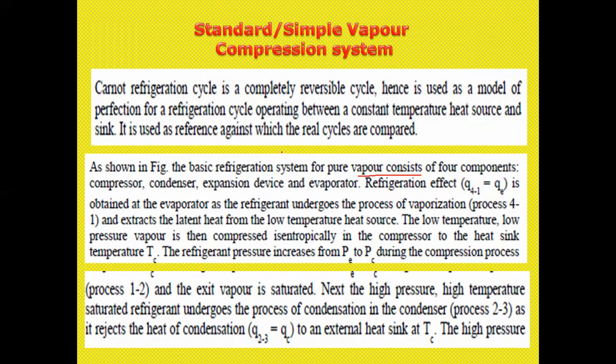So what are the four devices you are having? The compressor, condenser, expansion device, and evaporator. The refrigeration effect Q1, equal to QE, is obtained from the evaporator as the refrigerant undergoes the process of vaporization. Therefore, the refrigeration effect QE is obtained by the evaporator as the refrigerant undergoes the process of evaporation.